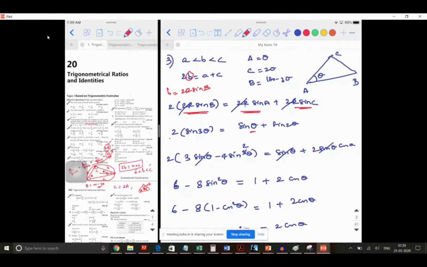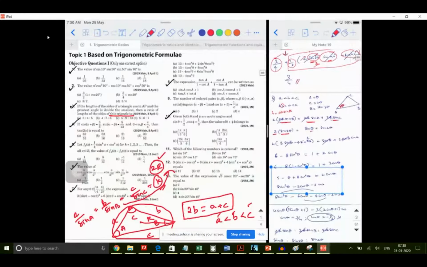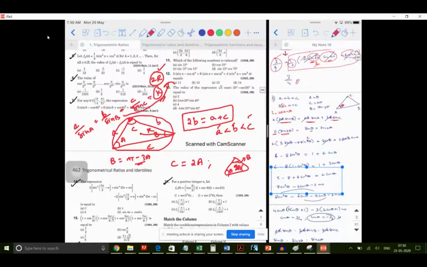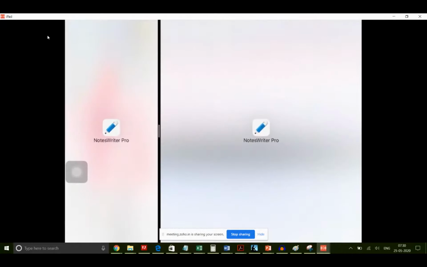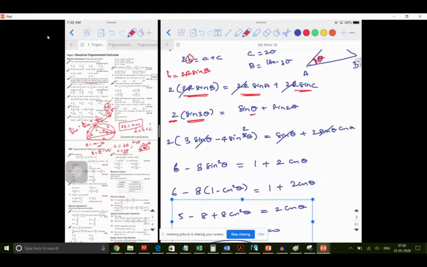Then what will happen? It will be 2 into sine of. No, sorry. So I've taken the smallest angle as theta. So once I take the smallest angle as theta, here we have observed, what is that we got? We got B is equal to pi minus 3A. So B is equal to pi minus 3 theta and C will be equal to 2 theta and A is going to be theta. When we substitute everything here, what is going to happen?